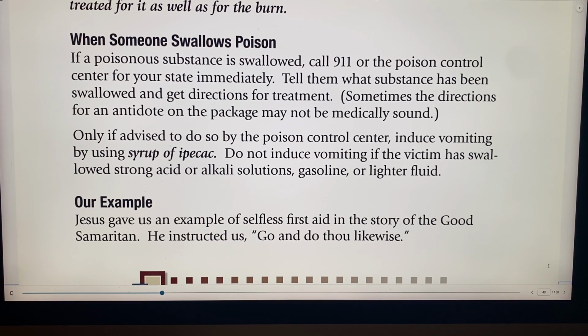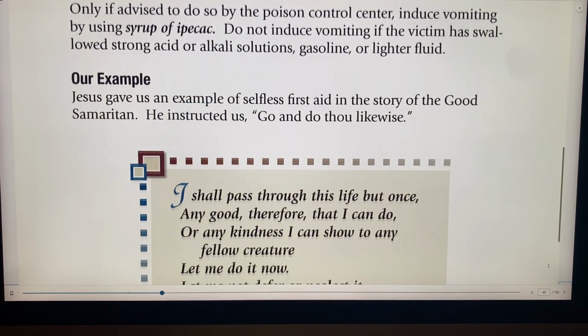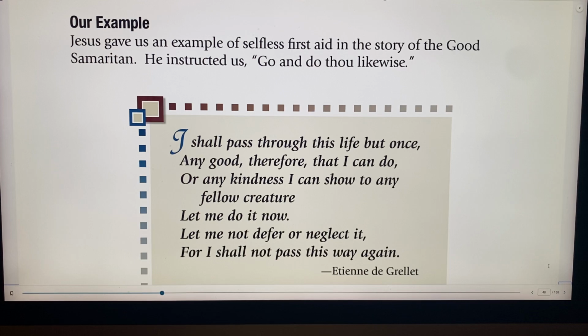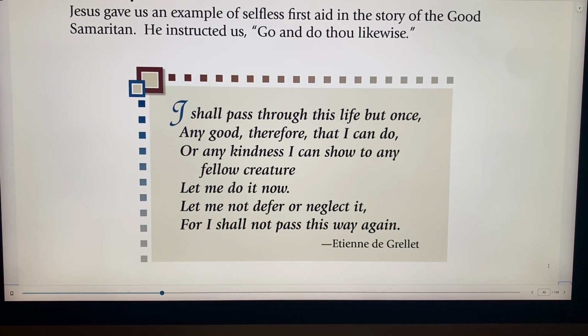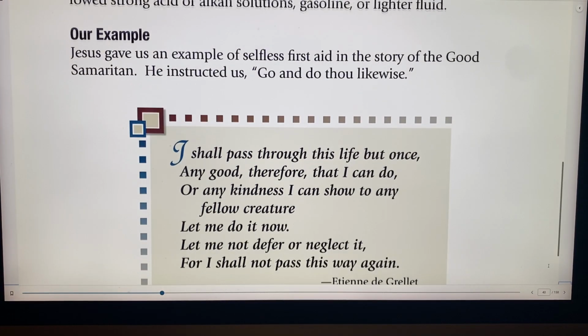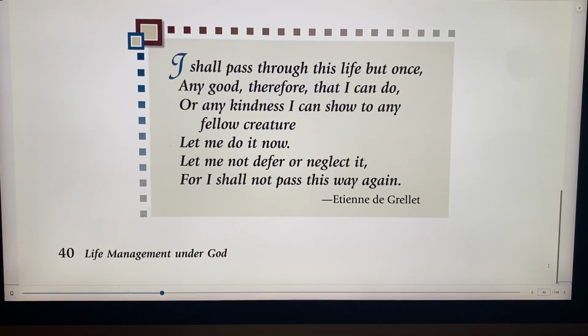So anyway, I like how it says, Jesus gave us an example of selfless first aid in the story of the Good Samaritan. He instructed us, go and do likewise. He says, I shall pass through this life but once. Any good, therefore, that I can do, or any kindness I can show to any fellow creature, let me do it now. Let me not defer or neglect it, for I shall not pass this way again. Antignac de Grelet. So here we want to be Jesus' example.